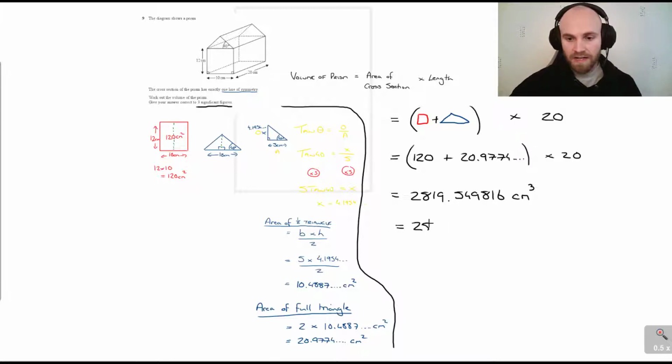And in the question, it does ask for this to be to 3 significant figures. So it's going to be 2,800. Well, this 19 we are going to round up because of this 0.5. We're going to round it up to 20. So it's going to be 2,820 centimeters cubed.